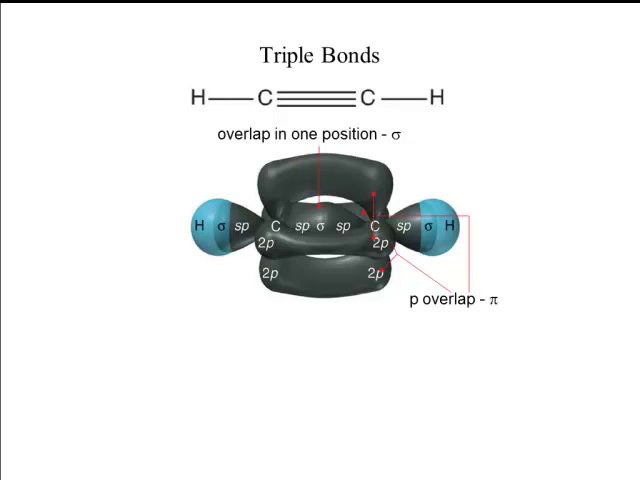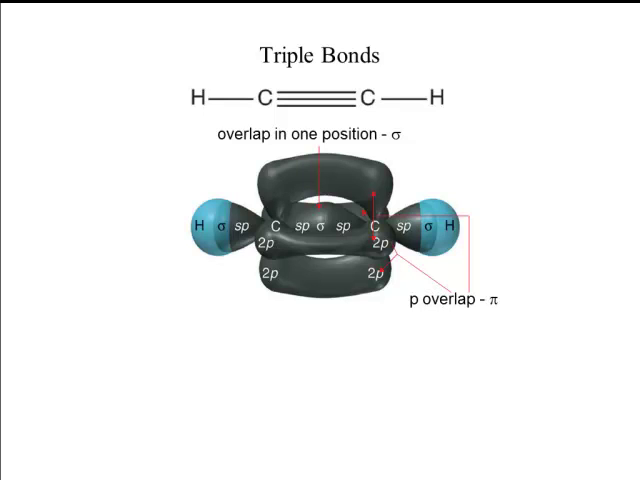A second one of those bonds in the triple bond is going to form from one set of the 2p orbitals overlapping with each other to form a pi bond. And the third one then is going to be a second set of 2p orbitals overlapping to form a pi bond. Now, if I don't have those extra p orbitals left over, I'm not going to get a triple bond.